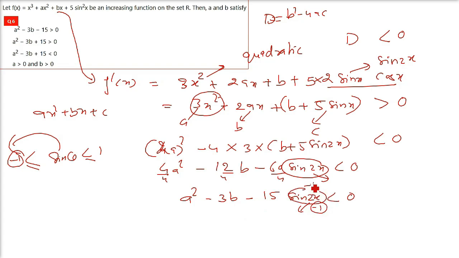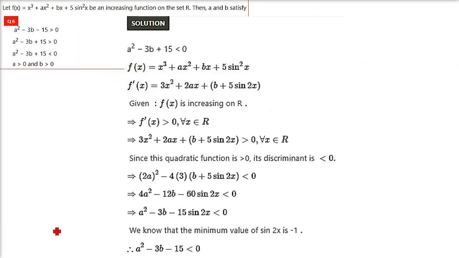I will not put +1. Please remember, -1 because it is the lowest value and we have to check for less than 0. That is why we have taken the -1. So a square minus 3b plus 15, that is the proper solution of this question. Now the whole procedure which you are going to follow to solve it is in front of you.